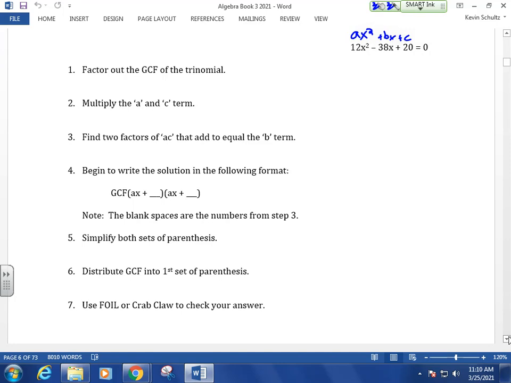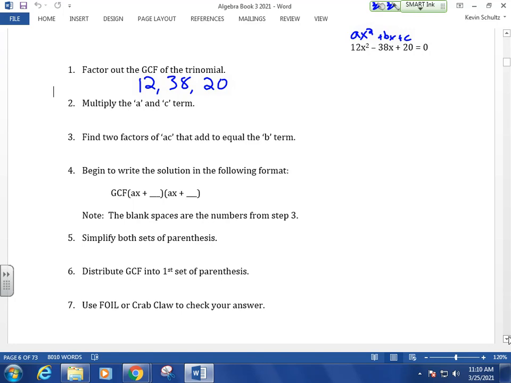Step number 1, we're going to factor out the greatest common factor of the numbers in the trinomial. So the greatest common factor of 12, 38, we can ignore that sign there, and 20. What is the greatest common factor of 12, 38, and 20? Quick review on greatest common factor. It's going to be the largest number that is a factor of all three of them. So it is 2, okay?